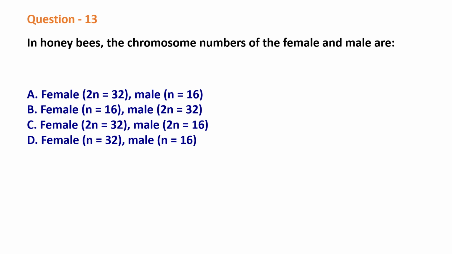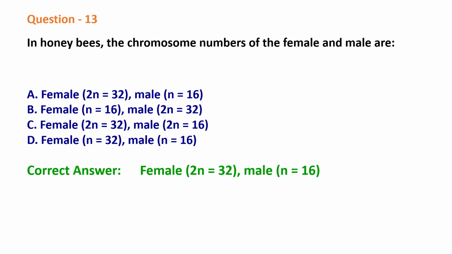Question 13. In honeybees, the chromosome numbers of females and males are, options: female 2n equal to 32, male n equal to 16. Next option: female n equal to 16 and male 2n equal to 32. Next option: female 2n equal to 32 and male 2n equal to 16. And the last option: female n equal to 32 and male n equal to 16. The correct answer is female 2n equal to 32 and male n equal to 16.